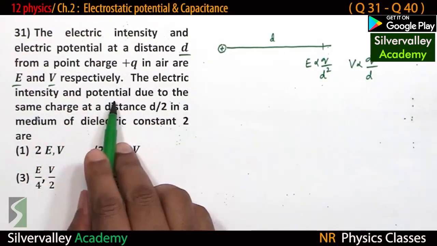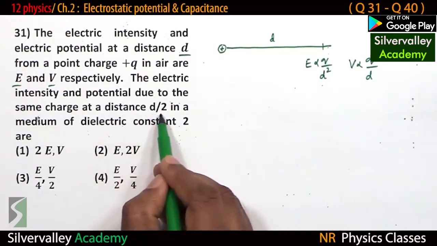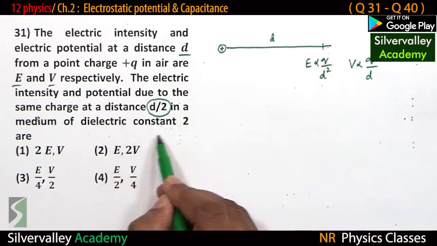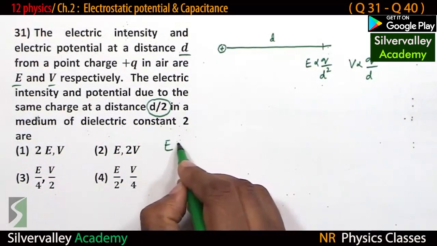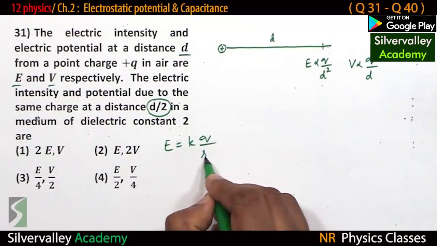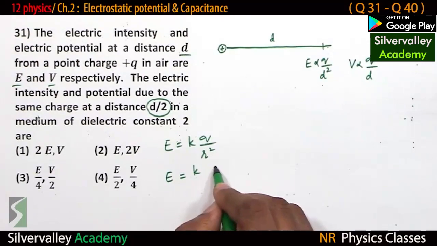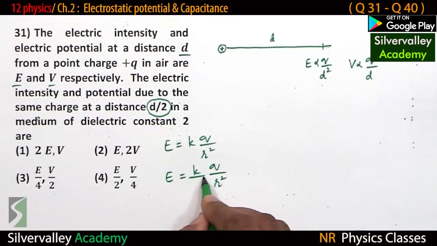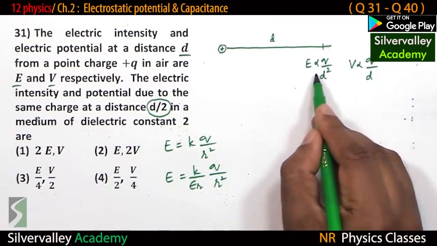The electric intensity and potential due to the same charge at a distance d by 2 in a medium of dielectric constant 2 are... So electric field is constant times q by r square. Electric field in a medium is constant times q by epsilon r into r square. So epsilon r is in the denominator. Okay. Now at a distance d, these are the equations.